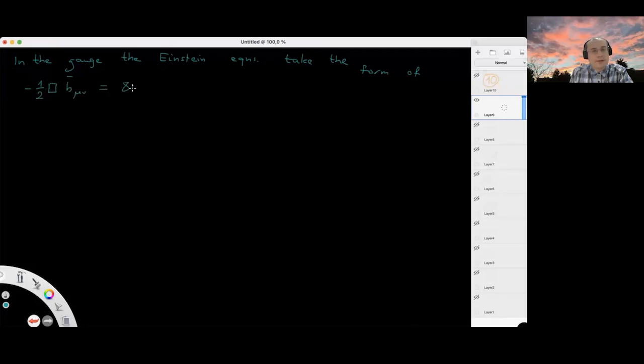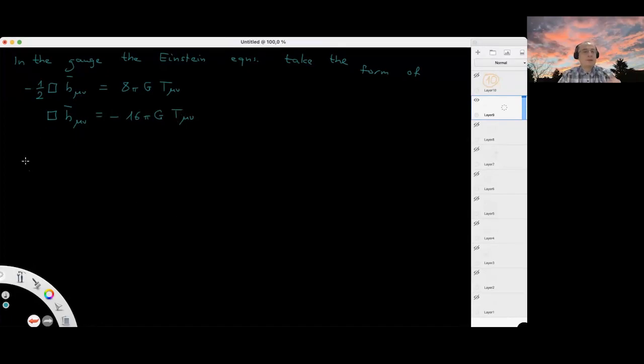This is equal to 8 pi G T mu nu, or box acting on each component of h bar mu nu. That's minus 16 pi G T mu nu. And that's the form I wanted to advertise. This is the form you should remember.